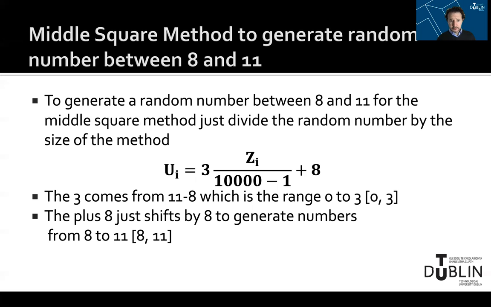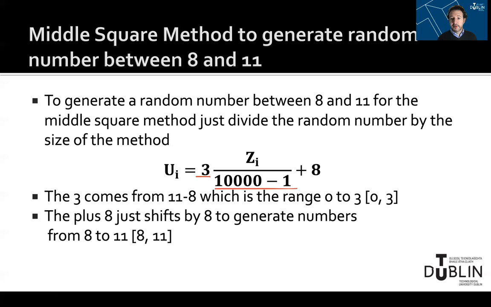Now, if we want to generate numbers between 8 and 11, for example, how do we do it? To generate numbers between 8 and 11 for the middle square method, just divide the random numbers by the size of the method. So 10,000 minus 1, that's our 9999. That gives us numbers between 0 and 1. We multiply that by 3. That gives us now numbers between 0 and 3. And we add 8. That gives us numbers between 8 and 11.